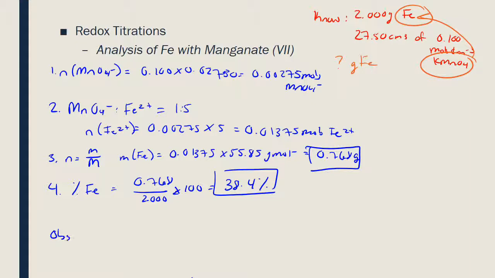Observations we may have seen. Okay, MnO4- is purple in the burette, and the flask stays colorless until you hit the equivalence point, at which the flask becomes purple, as I mentioned in the previous slide. So that's one example of the titration.